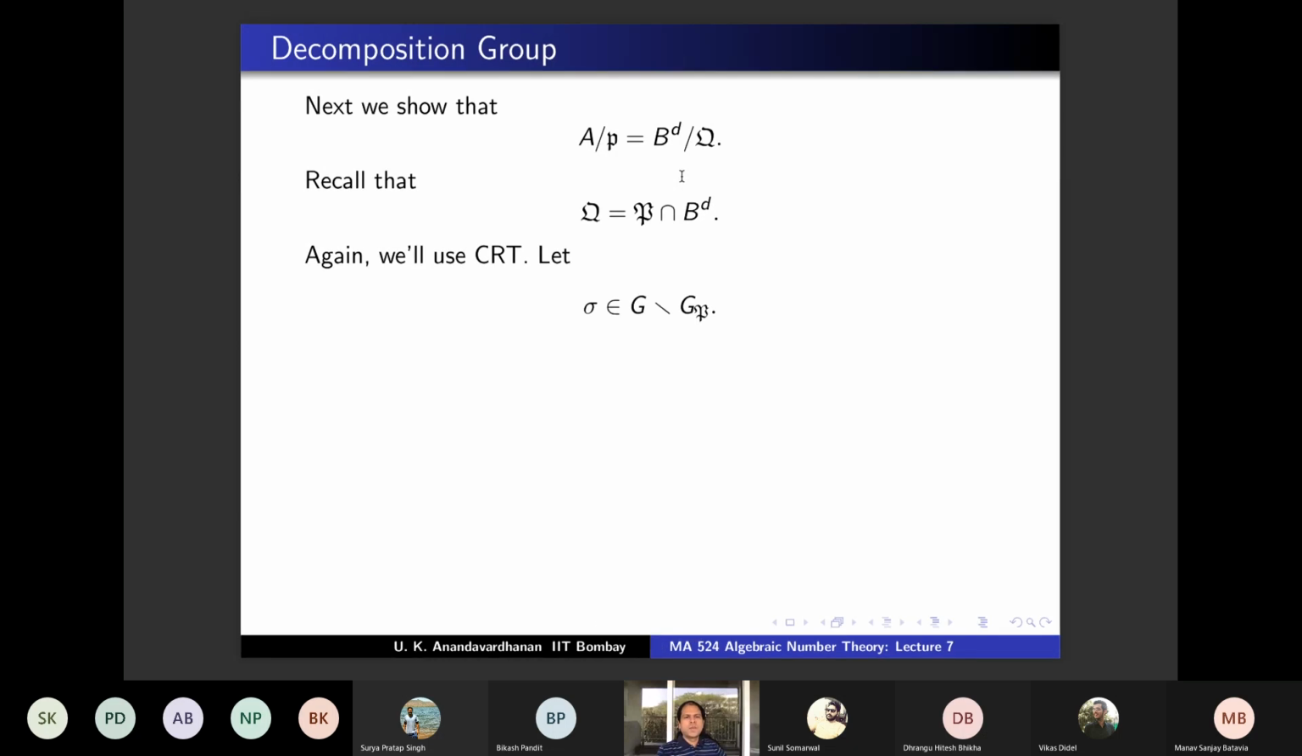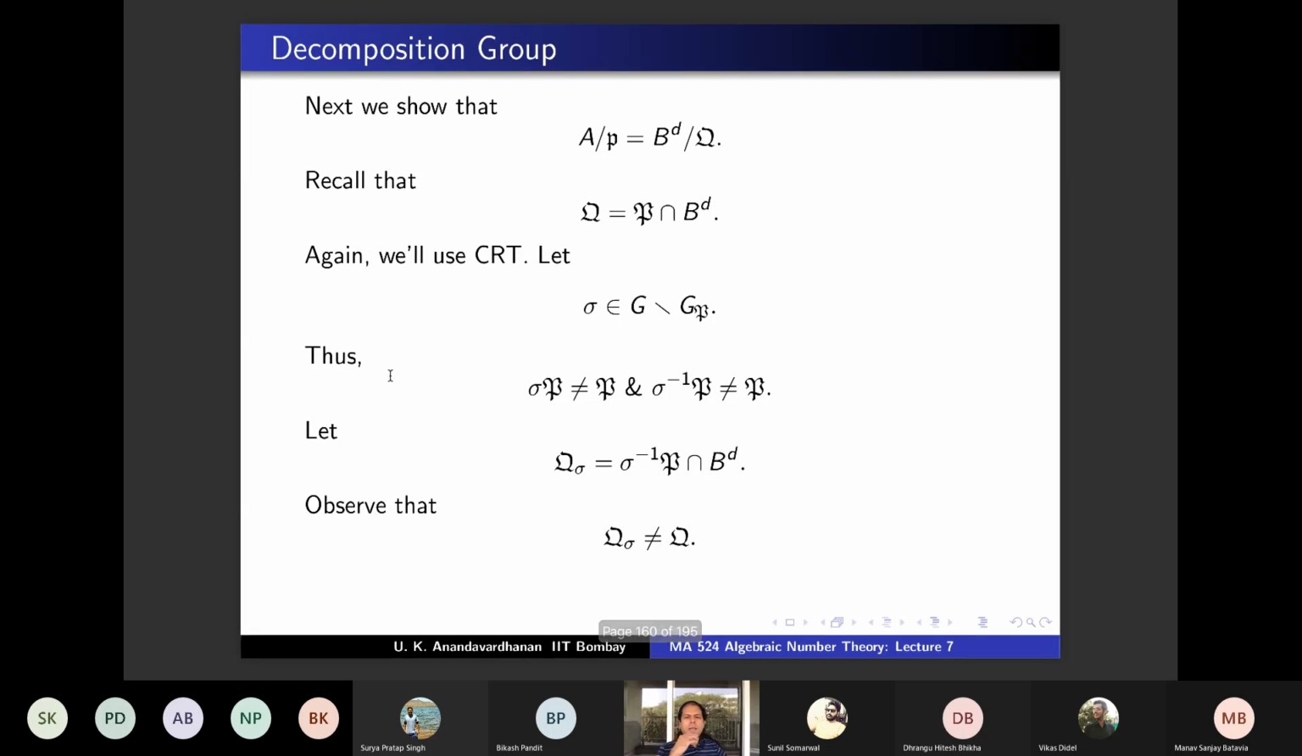And so take sigma outside GP. Then you know that sigma P is not P. And also sigma inverse P is not P, because if sigma is outside GP, then sigma inverse is also outside GP. So you have these things. And let us denote sigma inverse P intersection BD by Q sigma. And the first claim is Q sigma is not Q. Q is this, and Q sigma is this, and Q sigma is not Q.